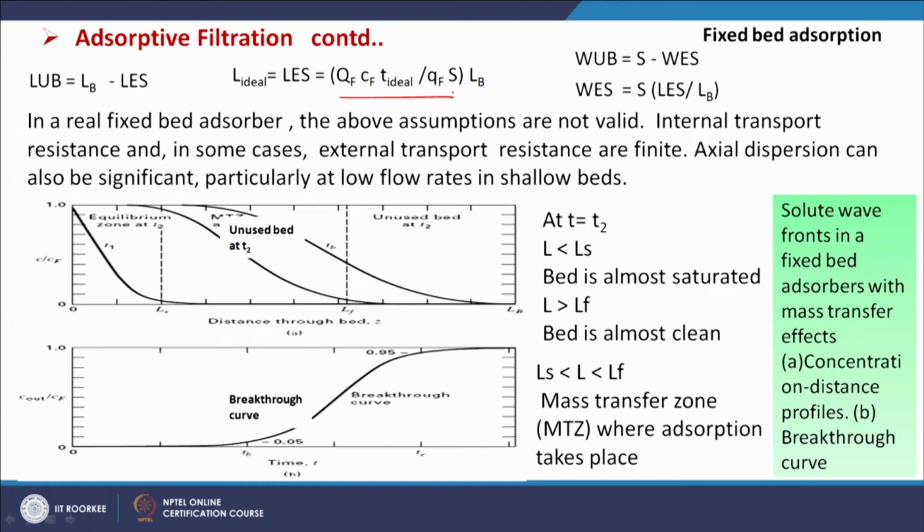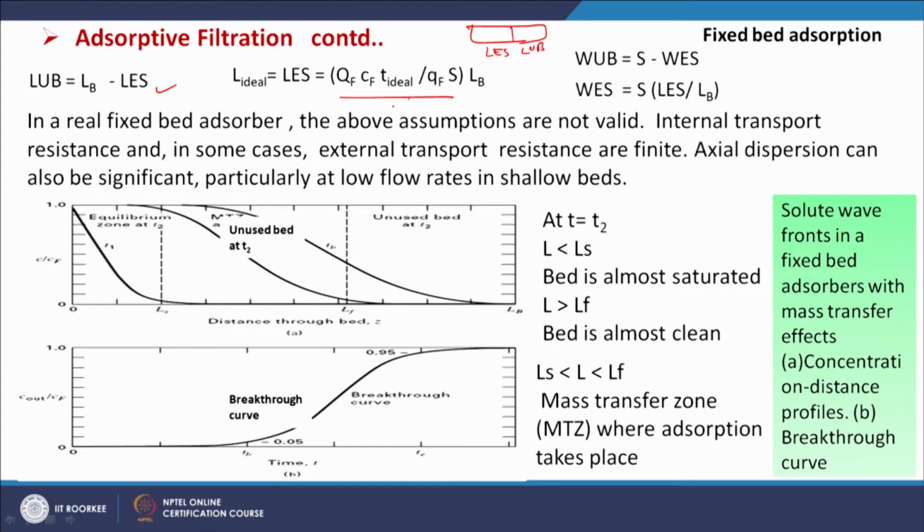Just as we discussed in the previous slide. Then how can we get the LUB? LUB is equal to LB minus LES, because this is our whole LB and this is our LES and this is LUB. So, LB equals LUB plus LES, or LUB equals LB minus LES. Once LB is known and LES is calculated, we can calculate the value of LUB. This is possible for ideal condition, but in nature this will not happen.